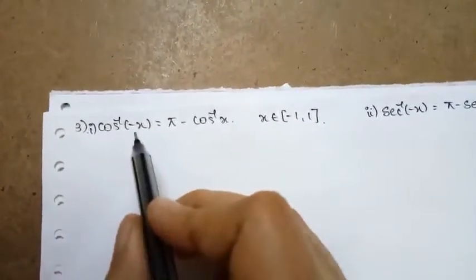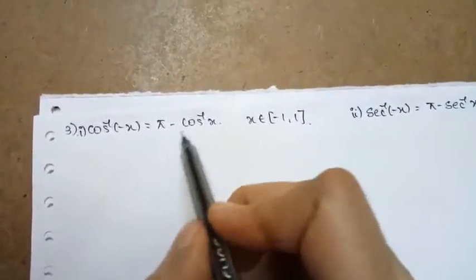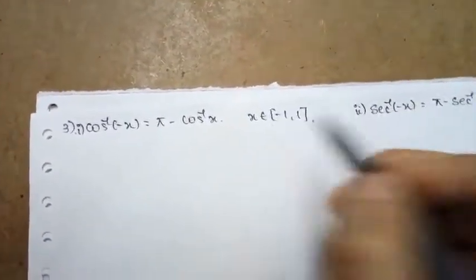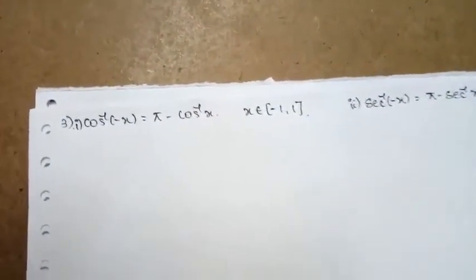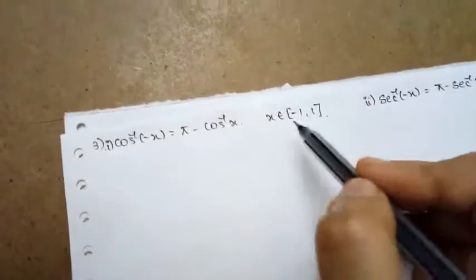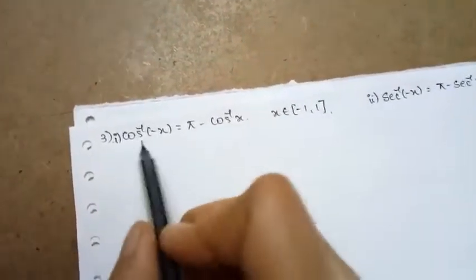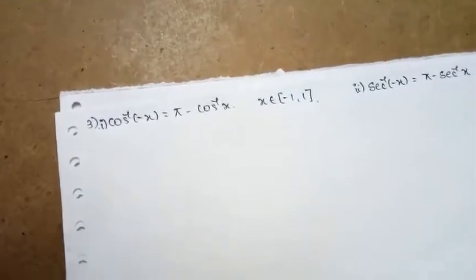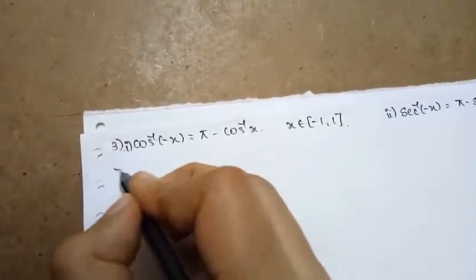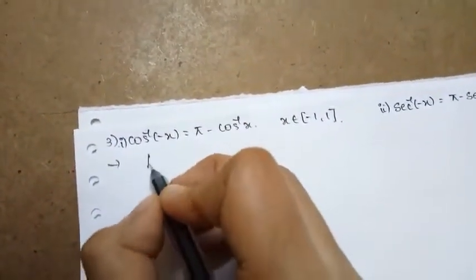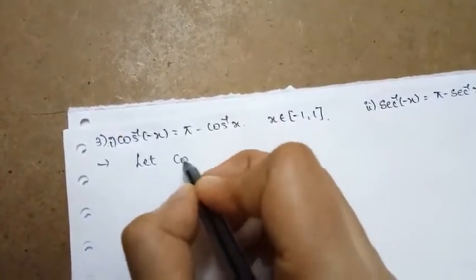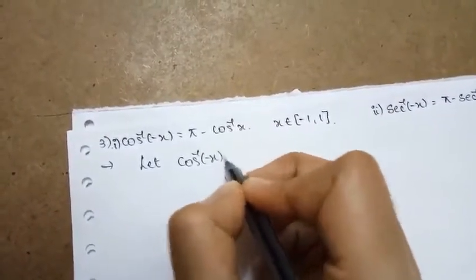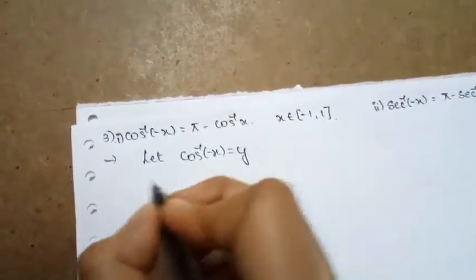So the next property, that is cos inverse of minus x is equal to pi minus cos inverse x, when x belongs to minus 1 to 1. In this domain, this property is going to be satisfied. So how are we going to prove this one? First thing, I am considering cos inverse of minus x is equal to y. So what implies that one?